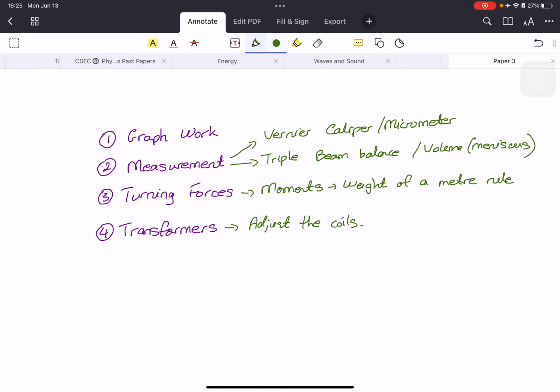Okay, so remember, the change in the structure of the exam is that for one of the questions you actually have to do the experiment. Now, I don't believe that they would actually ask you to do the transformers experiment. So the 2 experiments that they could bring are one for the measurement or the turning forces. The other 2 questions will be similar to the past paper questions, where you just have to come up with a lab experiment or draw a graph and interpret some results, okay? All right, so let's get into the measurement part first.